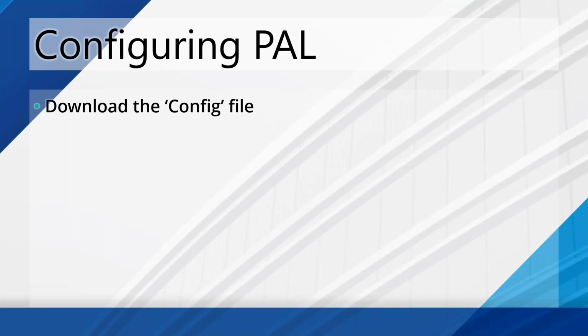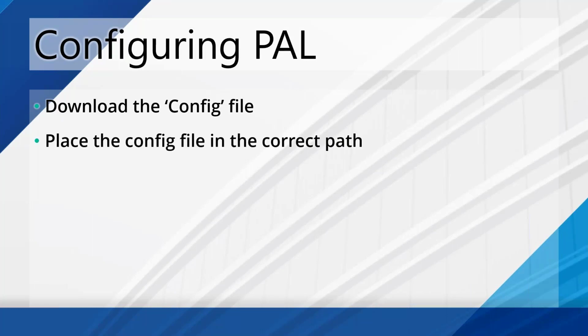Now, one of the things that you're going to need to do is download the config file. There's a configuration file that goes along with this, and you're going to place this configuration file ultimately in the correct path. And this has to happen: the installation for PAL and the config file has to be pushed to all user computers where you're expecting to be logging data for these users. And this is why I recommend this script, because I can install Hive, but at the same time push the config file to the correct location.